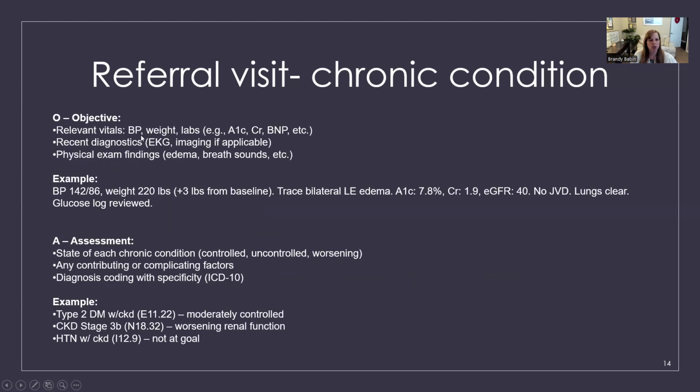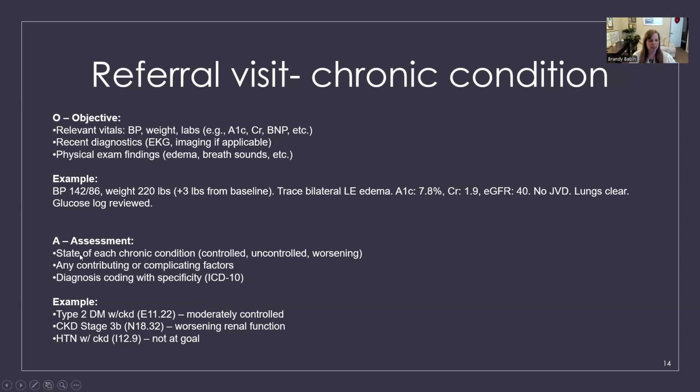So objective, you're going to, again, have your vital signs. If you've got any labs, anything pertinent, any diagnostics, and then your physical findings, edema, breath sounds. And then your example of what your objective: 220 pounds, trace edema. So this is your physical assessment that you're going to add that to.